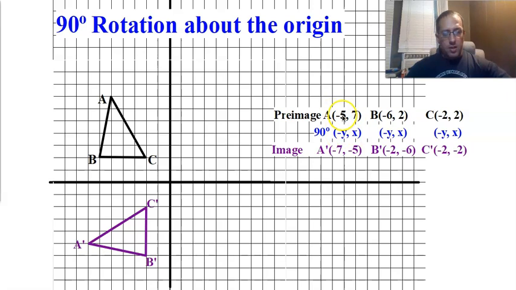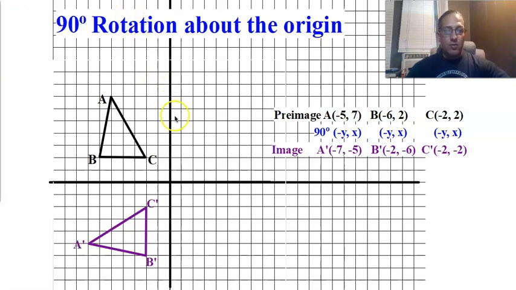So the x value moves to the back, the y value moves to the front and changes sign. X value moves to the back, y value moves to the front, changes sign. So that's all that happens: we have negative y, x. And so we can do this without needing a graph. All right, so that's a 90-degree rotation.